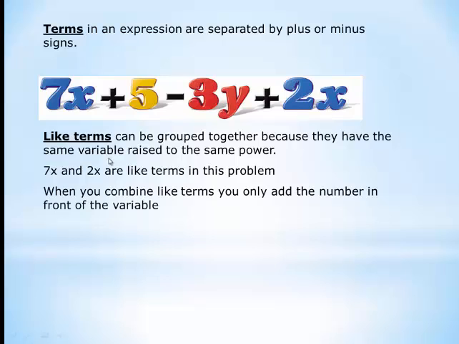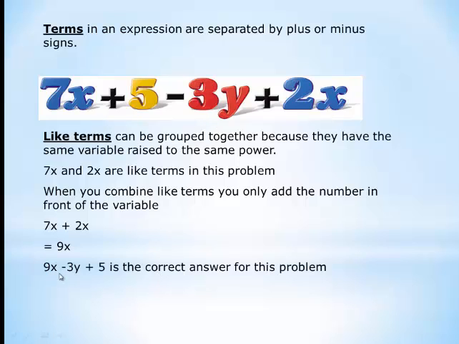So when you add like terms or you combine them, the only thing you do is add the numbers in front, or if it's a multiplication, you multiply the numbers in front, and then the variable stays the same. So 7x plus 2x, think of it as 7 xylophones plus 2 more xylophones. How many xylophones would you have? You'd have 9 xylophones, but you got to put the rest of the problem in there. So it'd be 9x minus 3y plus 5. So that would be your final answer for this problem.